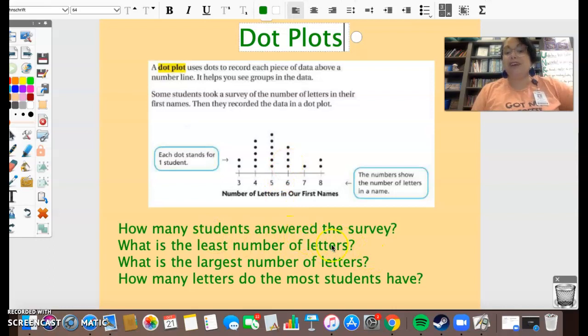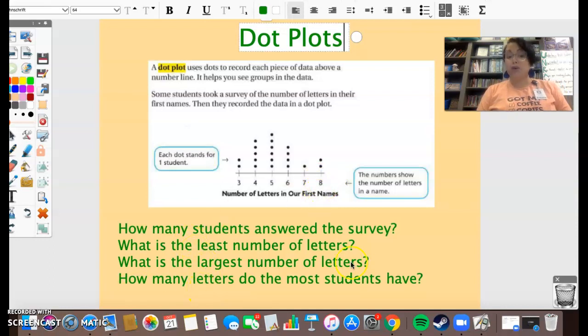The least number of letters, what they're asking here is, what was the smallest number available? They're not asking the least number of students. They're asking the least number of letters. So that answer is going to be 3 because the number line shows us the least and the greatest number of letters. That means that no student had 2 letters or 1 letter in their first name. So the answer to the least number of letters is 3. The largest number of letters, the greatest, is going to be 8 because that's the largest one represented here. Nobody in the class had 9 or more letters. 8 was the largest. You see that?